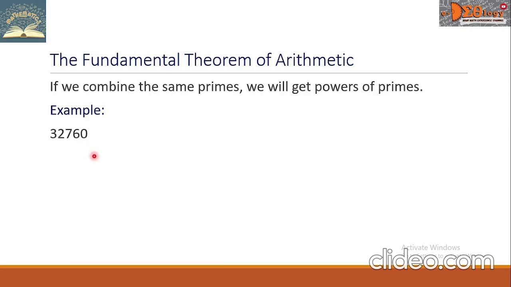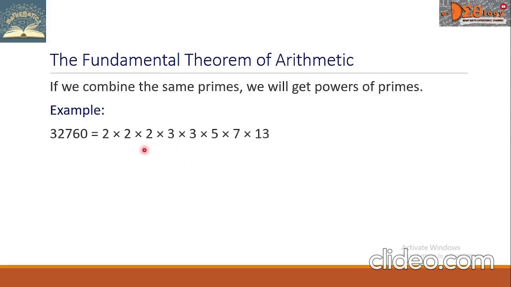Example, we have this number 32,760. We can factorize it like this. We have 2 times 2 times 2 times 3 times 3 times 5 times 7 times 13. We have the prime factors here.